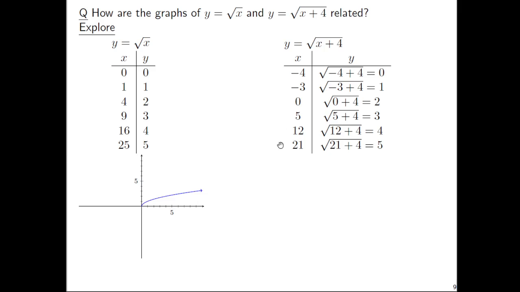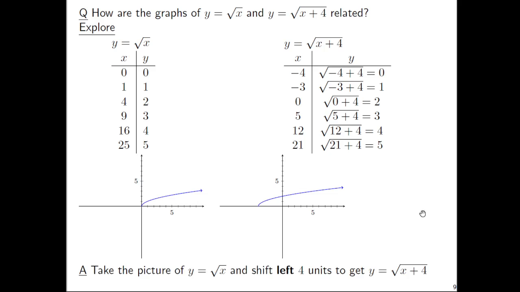And now take a look over here. The x values start at negative 4. So the graph looks like this. Take this graph here, and how do we get this graph that's over here? We actually have to shift it to the left. So take the graph of y equals root x and shift this 4 units to the left in order to get y is equal to root x plus 4.